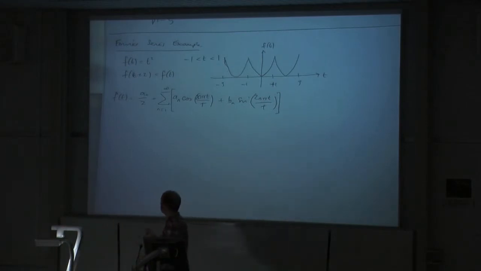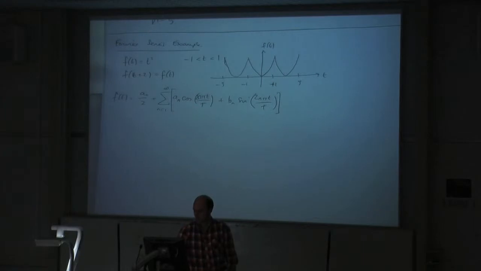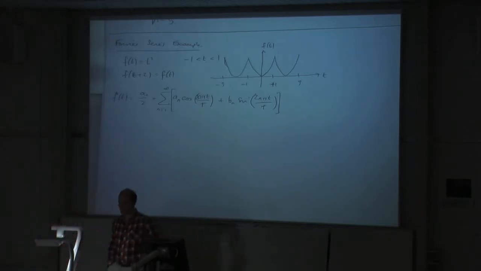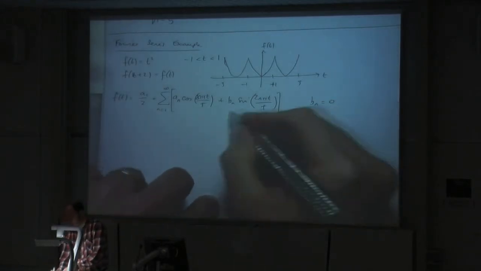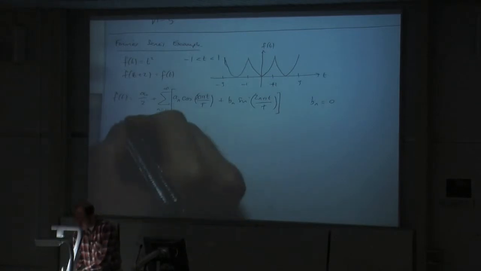Because of the shape of the function, we can make some assumptions about an and bn. Is the function odd or even? It's even. So what does that mean? There's only cos terms. Because it's an even function, all bn are 0. There's no sine terms in this problem, so all we've got is a cos term.